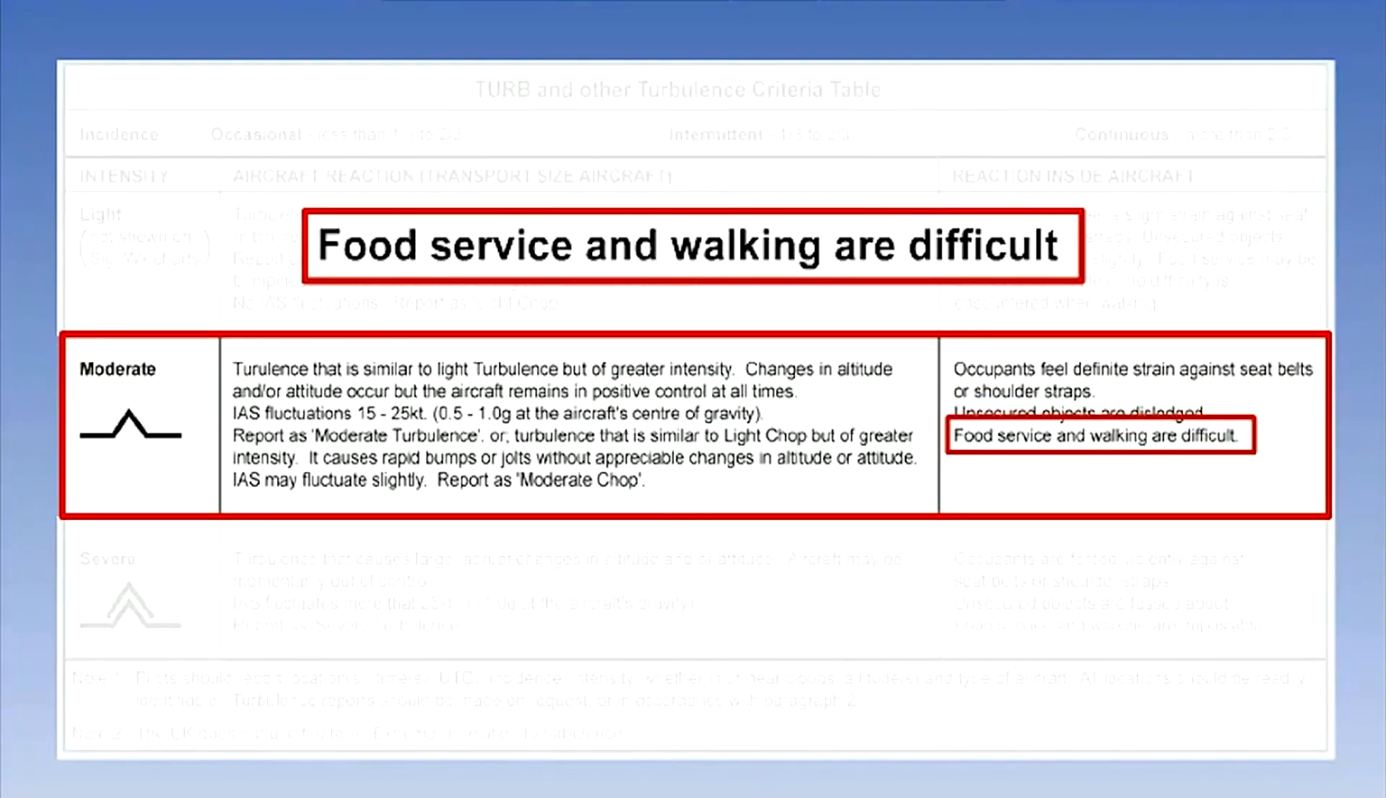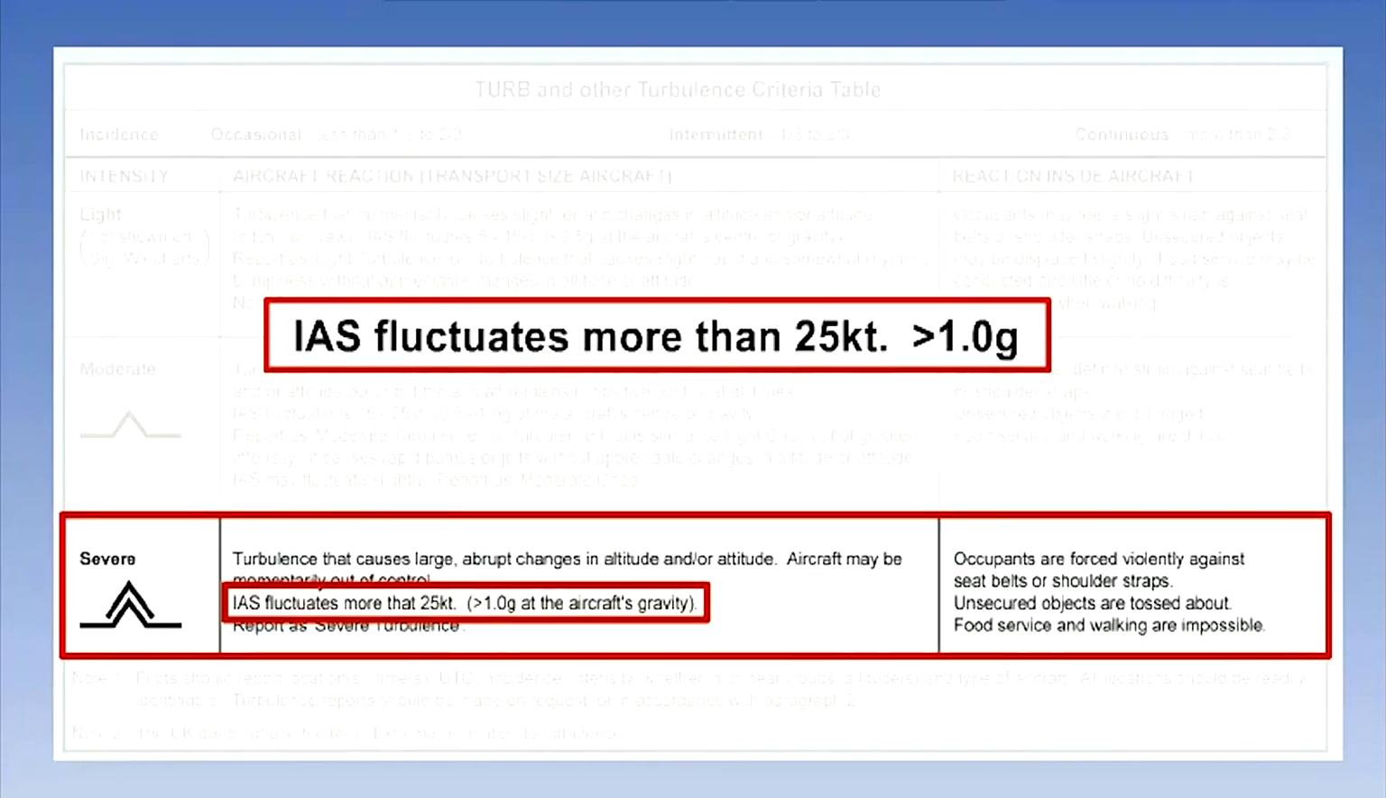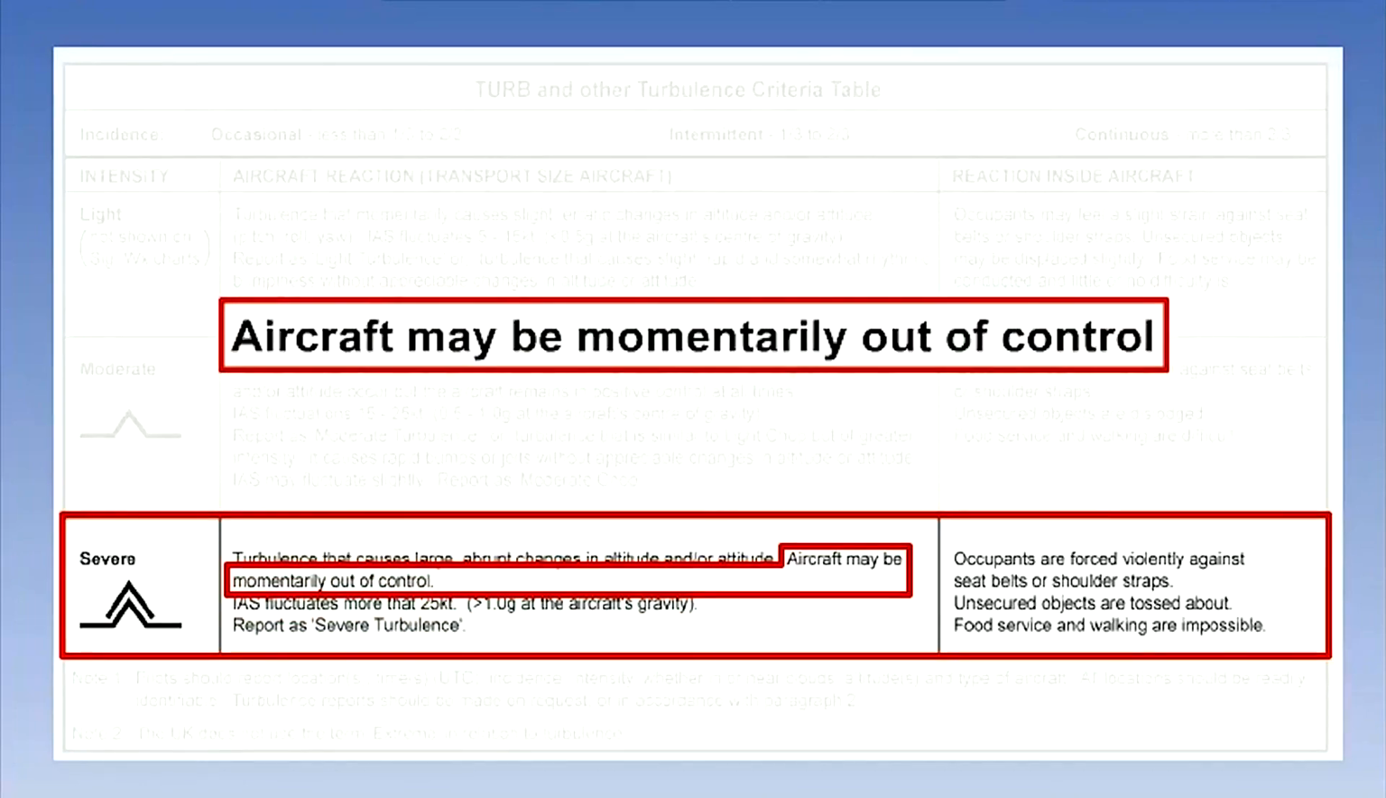Before we finish, let's briefly examine severe turbulence. Notice that indicated airspeed fluctuations and G changes are far greater than that for moderate turbulence. And more importantly, the aircraft may be momentarily out of control. Because this situation is very serious, immediate diversion is necessary.